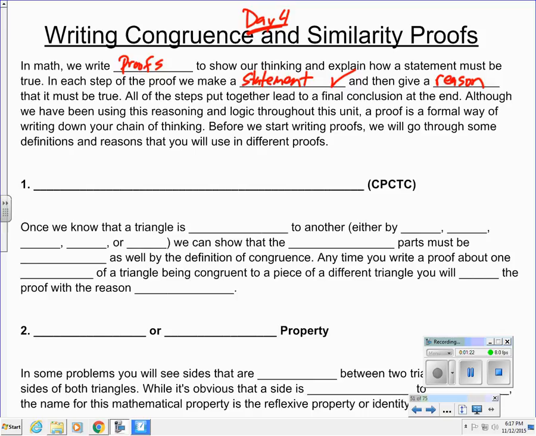So the first one is the new topic. It's called CPCTC. And what that stands for is corresponding parts of congruent triangles are congruent.